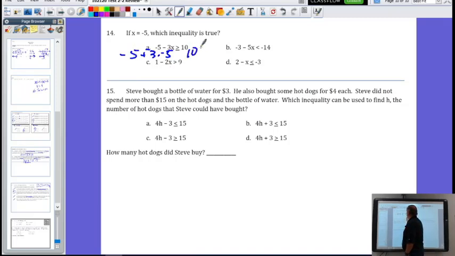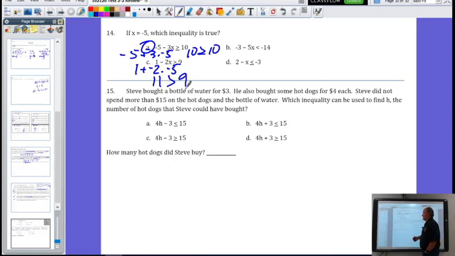So this one is 10 is greater than or equal to 10. Is that a true statement? Yes, it is. Okay, so that's our answer. But let's go ahead and work the rest of these. Let's work C here. This one says 1 plus -2 times -5. Well, -2 times -5 gives me 10. 10 plus 1 gives me 11. Is 11 greater than 9? Yes, it is. So this particular problem, believe it or not, there might be 2 correct answers, and that's okay.